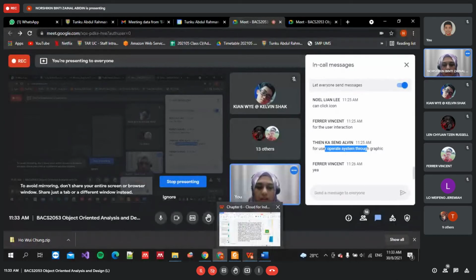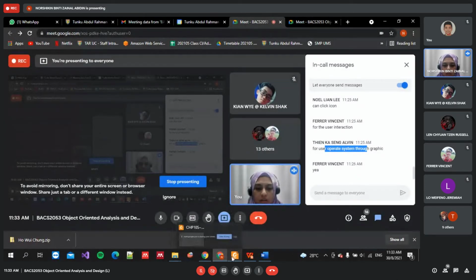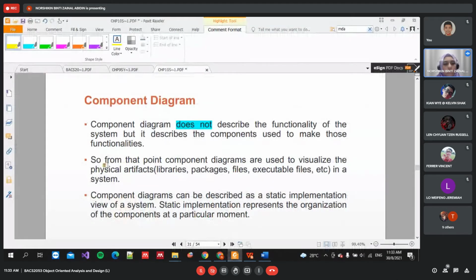Yeah. It shows what is needed for the system. So from that point, component diagrams are used to visualize the physical artifacts such as library, package, file, etc. in a system. What it is needed, this one is what is needed. I mean this thing is what is needed to perform or to make the functionalities of our system.